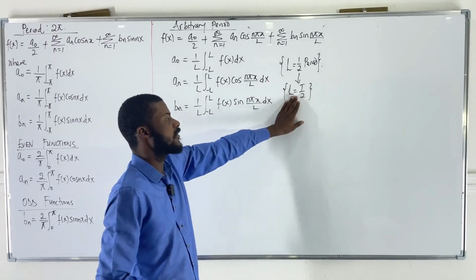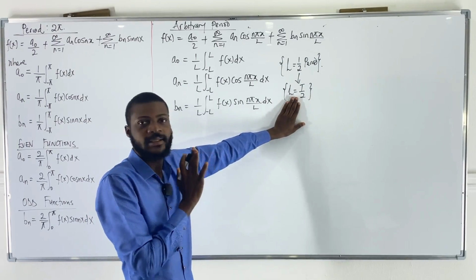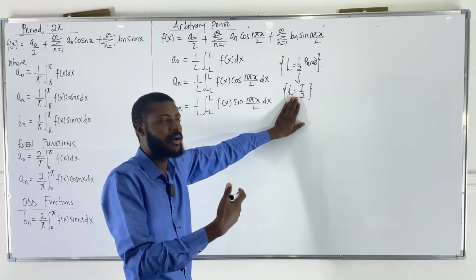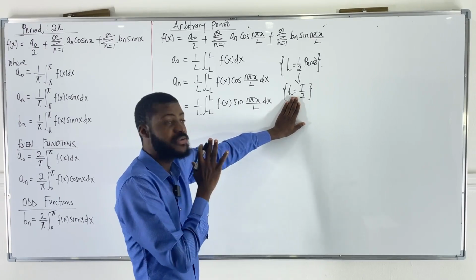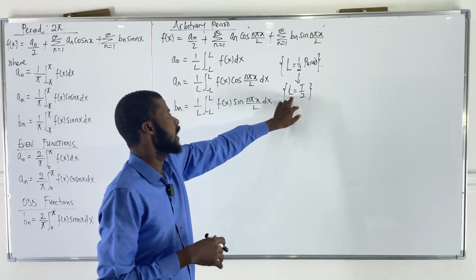I'll first of all take half of my period, and I know that that's my L. So I love calling L half the period. So I prefer using this formula. It's still the same. So L is half the period.